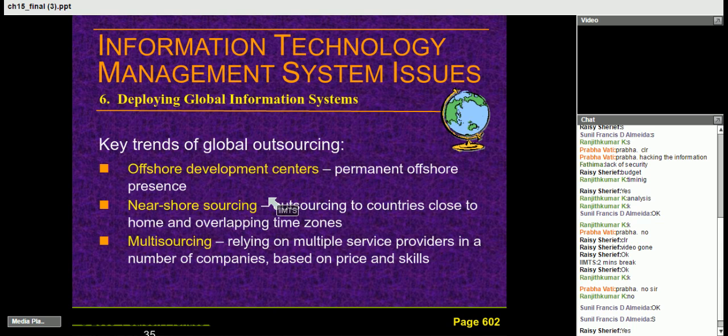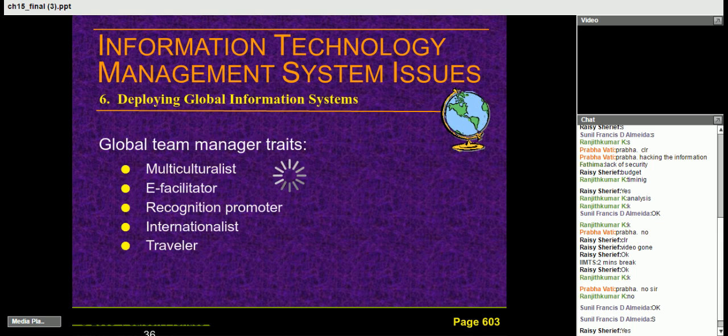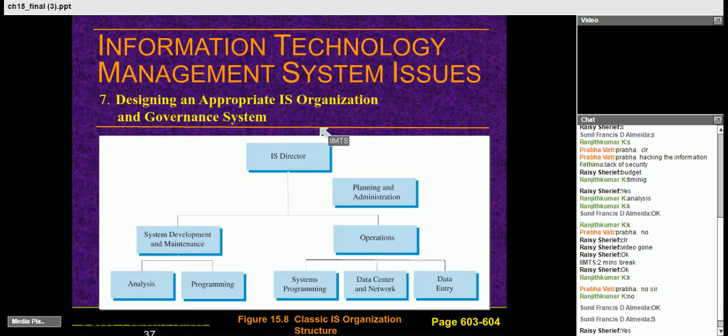Then what are the key trends of global outsourcing? Offshore development centers, permanent offshore presence, nearshore sourcing, meaning outsourcing to countries close to home with overlapping time zones. Multi-sourcing means relying on multiple service providers in a number of companies based on price and skills. Then global team manager triads: multiculturalist, e-facilitator, recognition promoter, internationalist and traveler.